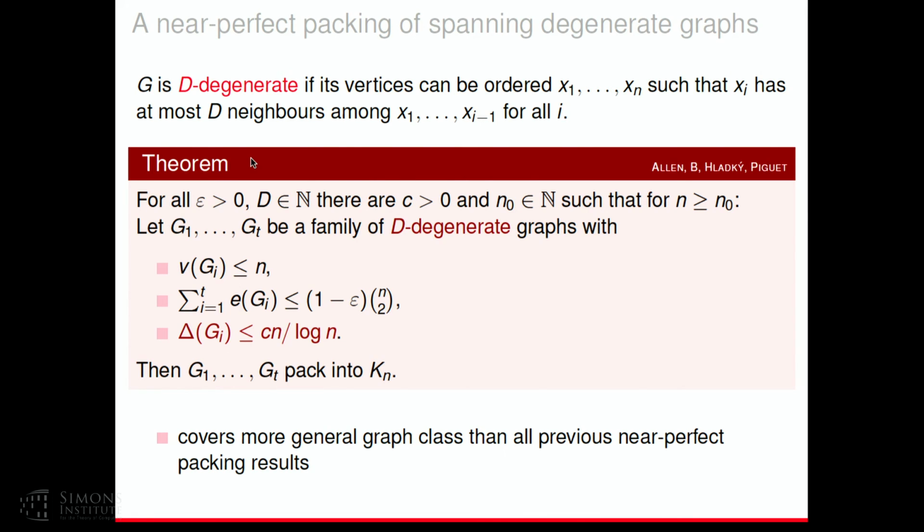And now we pack families of these degenerate graphs with rather high maximum degree. So we allow maximum degree up to some small constant times n divided by log n. So that's what we want to pack. These graphs are allowed to be spanning, so we pack in the complete graph, and they are allowed to have n vertices. But again, it's only an almost perfect packing. So the number of edges that we are allowed to have in total needs to be an epsilon fraction less than the total number of edges that I have in Kn. But under these conditions, and again under the condition that my n is large, we can pack these graphs.